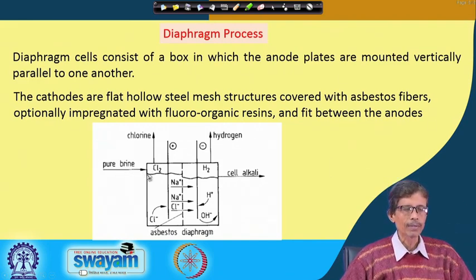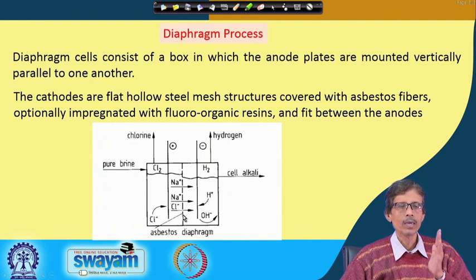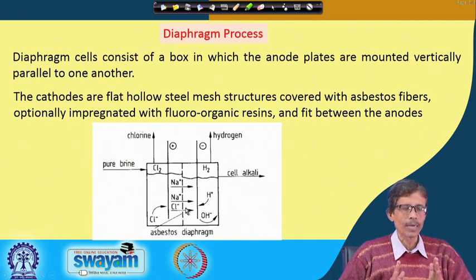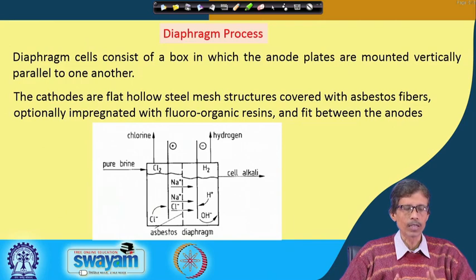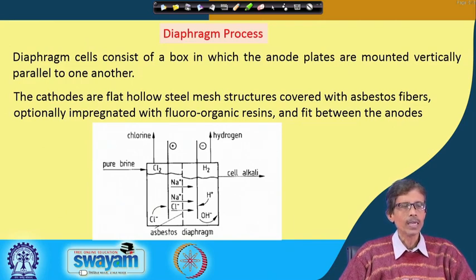So, from the left hand side, you put the brine inside and you have the asbestos diaphragm. You have the steel mesh, which is covered with asbestos and a final coating. The mesh is there because you can separate the anode and the cathode. Separation of the anodes and cathodes by the asbestos diaphragm gives you the corresponding diaphragm cell.